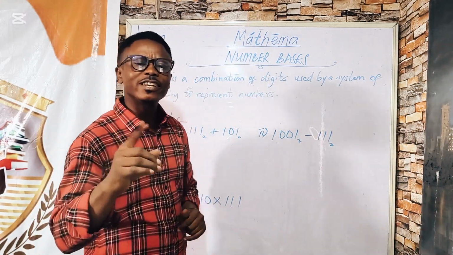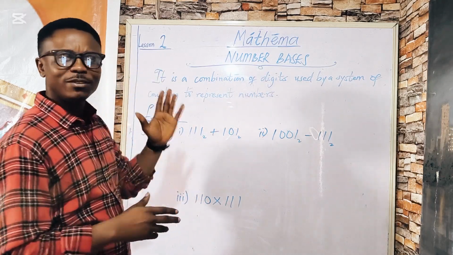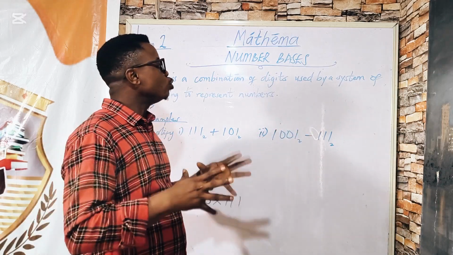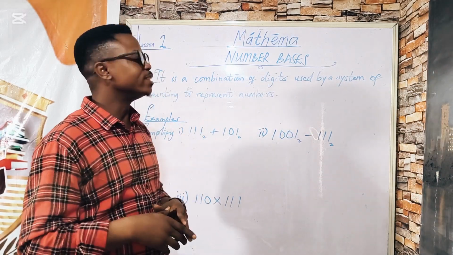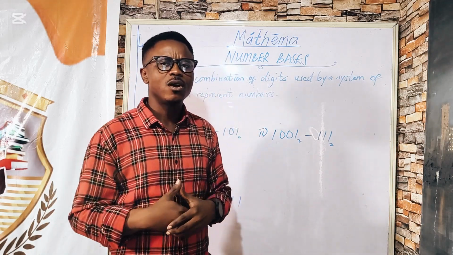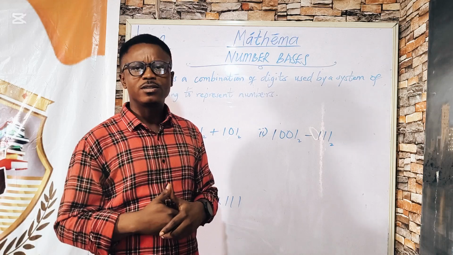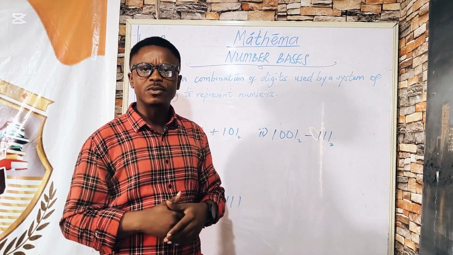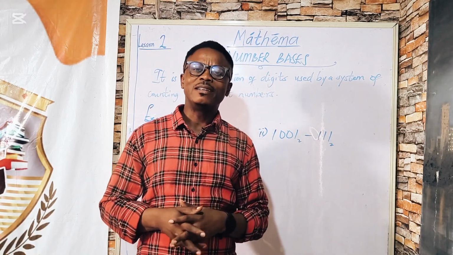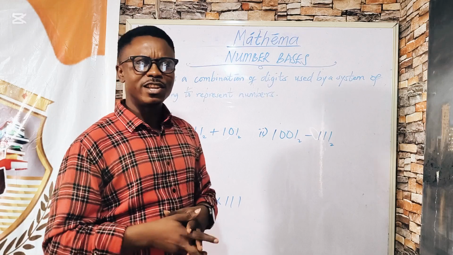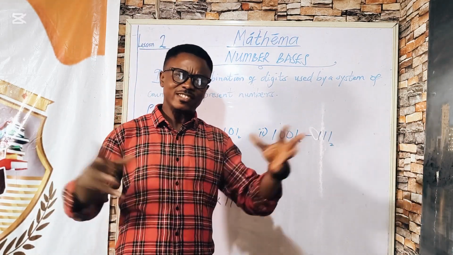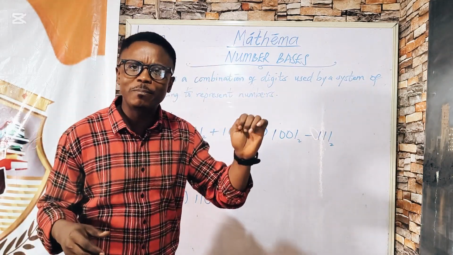Now, very quickly, what is a number base? For my definition here, we have that a number base is a combination of several digits used by a system of counting to represent numbers. While we know that there are several systems of representing numbers, which include the Greek numerical system, the Arabic numerical system, the Roman numeral system, the Babylonian numeral system, the Hebrew numeral system, and others, all these systems exist, but today we are looking at the number base system.